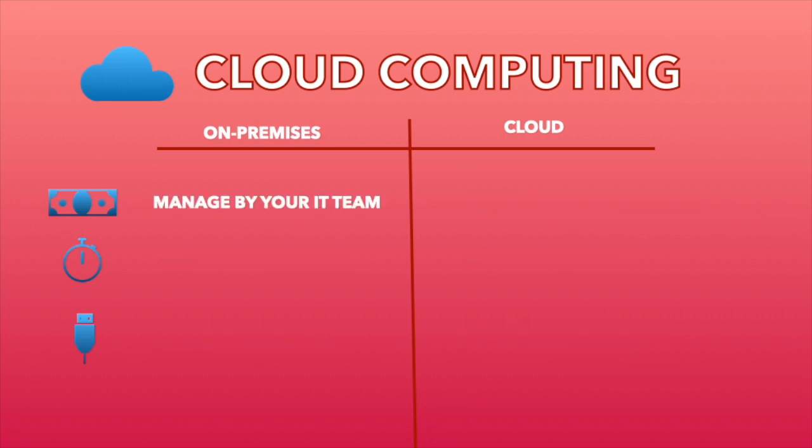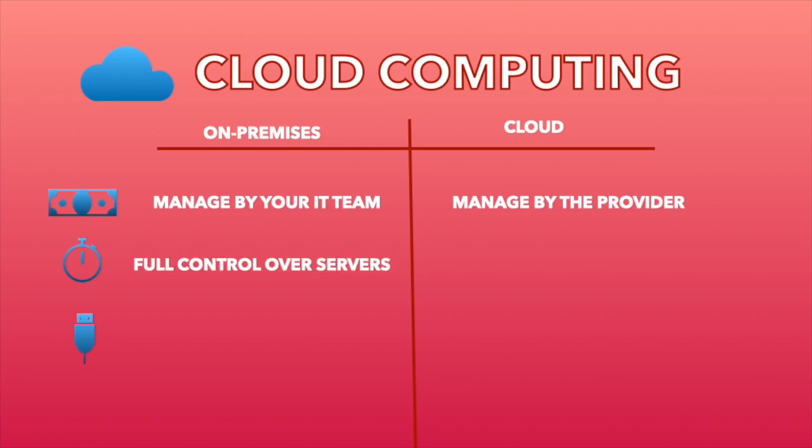On-premises infrastructure is managed by your IT team, which means your staff is responsible for maintaining servers, updating software, ensuring security, and troubleshooting issues. In cloud computing, the cloud provider manages the infrastructure, reducing the burden on your IT team and allowing them to focus on other tasks.